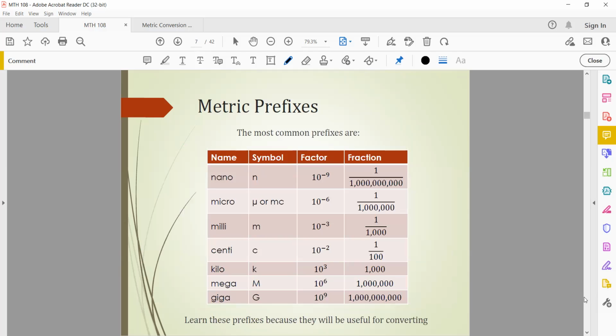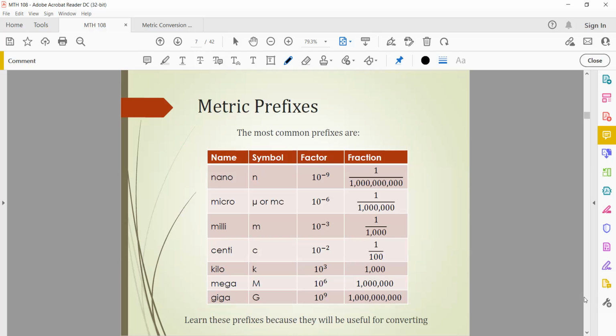Okay, let's see. This is a further reduced chart of all the most common prefixes, which are nano, micro, milli, centi, kilo, mega, giga. You could pretty much get away with just knowing this chart.